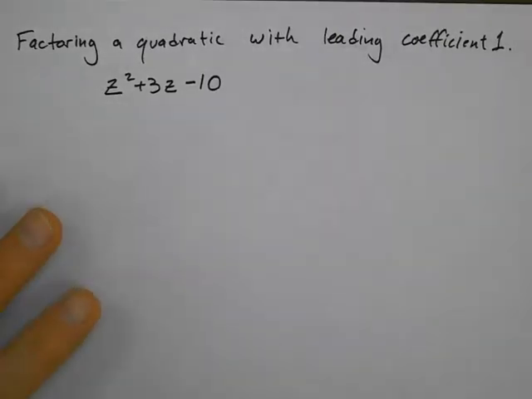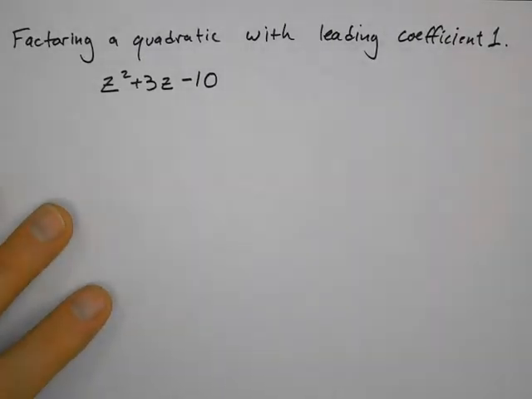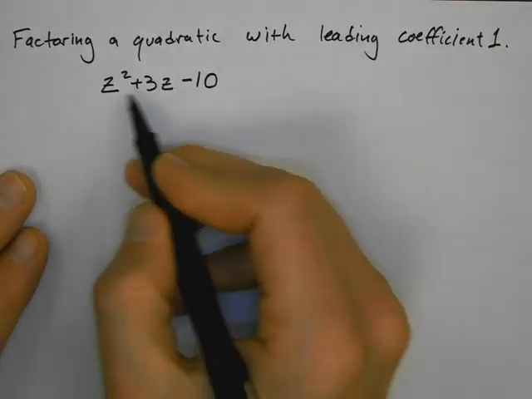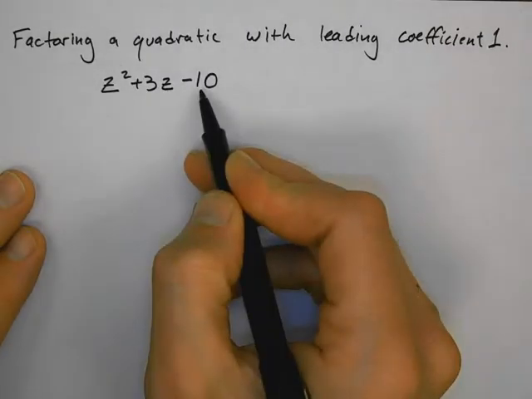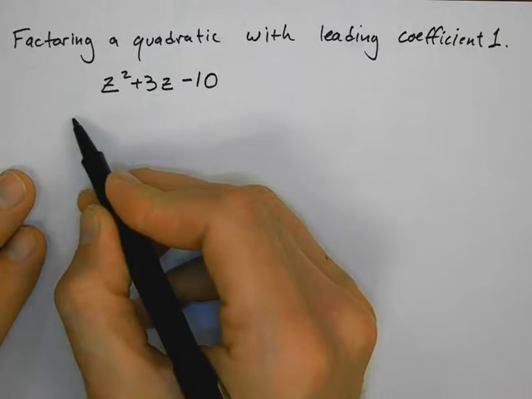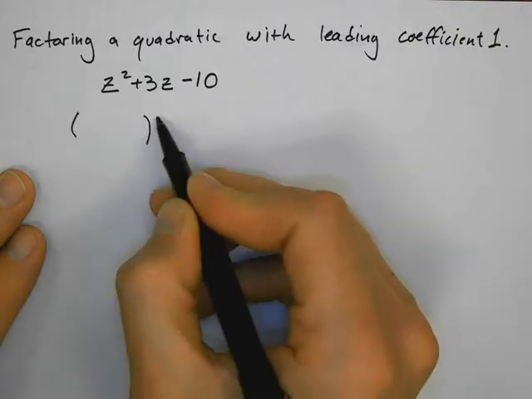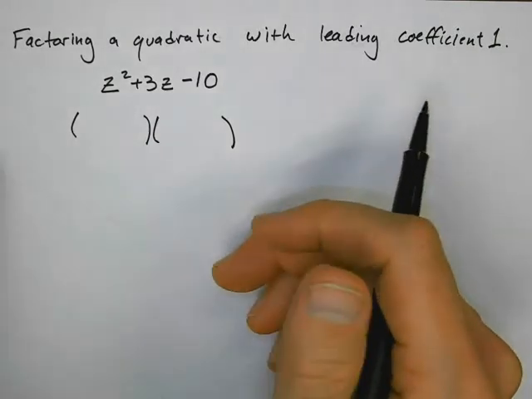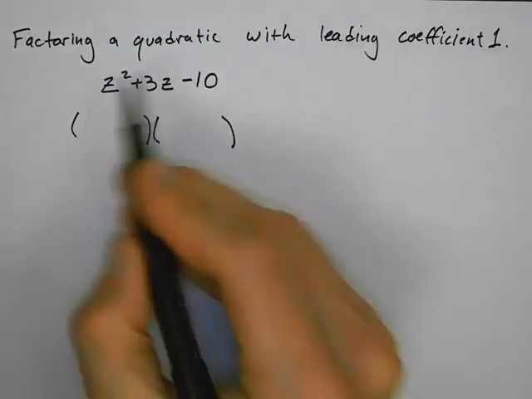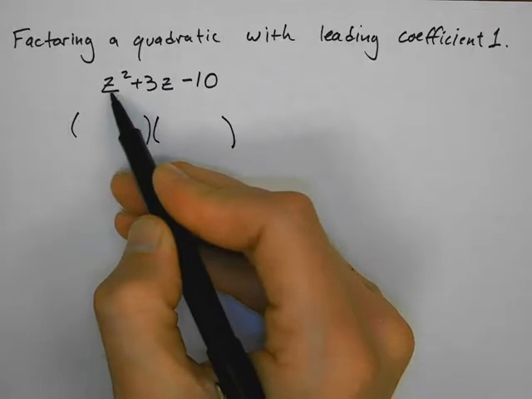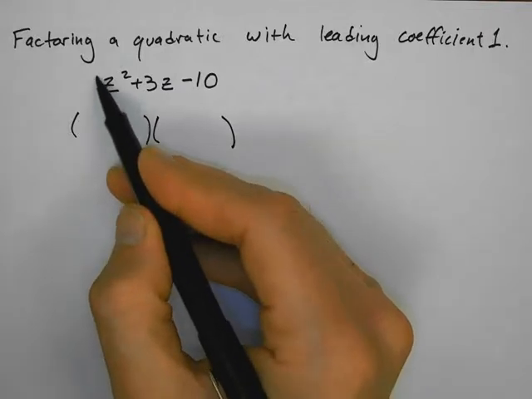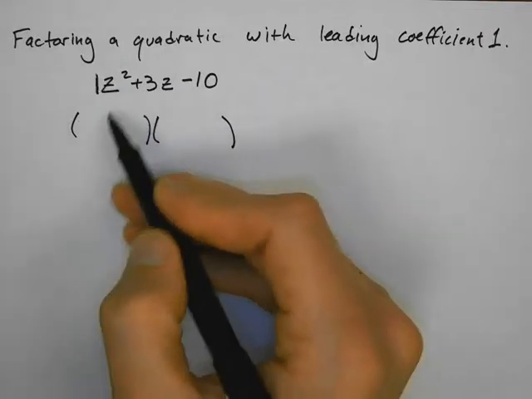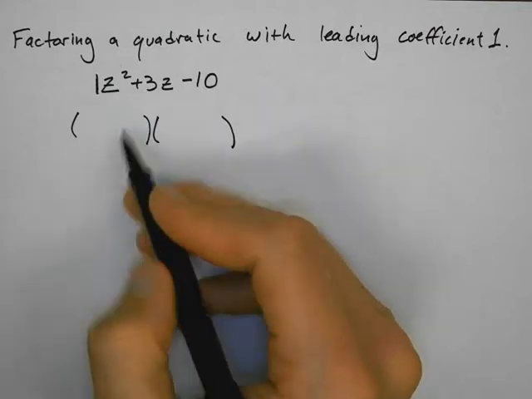Okay, let's look at factoring a quadratic with leading coefficient of 1. The idea when you factor a quadratic that has three terms is to turn that into the product of two binomial expressions multiplied together. So when the leading coefficient is 1, that just means you're going to start with an x squared or a z squared or something like that. So it's not going to be a 4z squared. It's just going to be 1z squared.